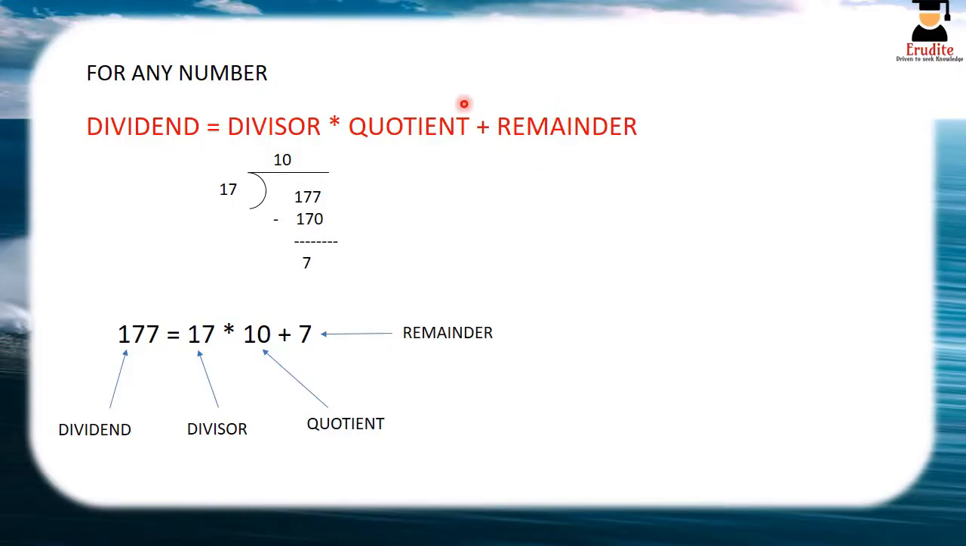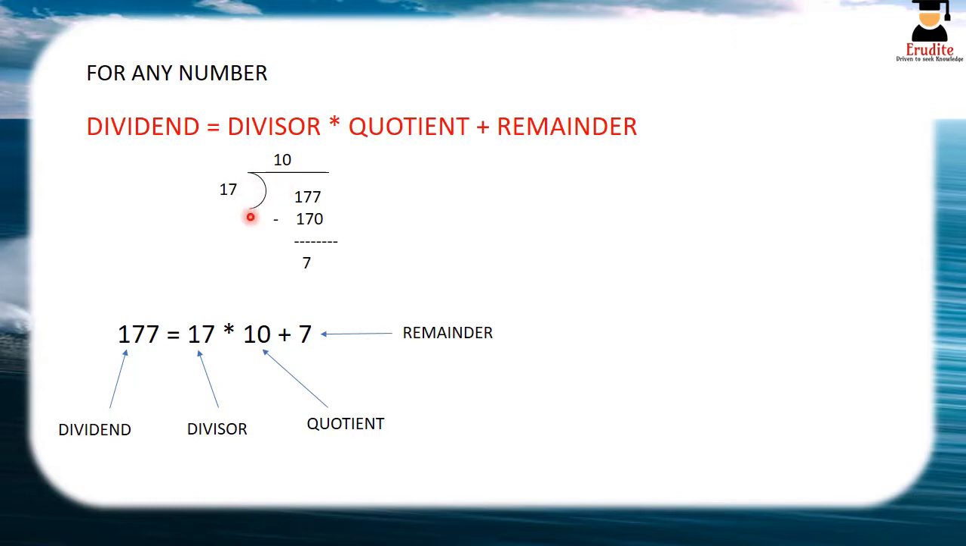Before we start anything, there's one basic concept that you need to know. How do we decide the divisibility of a number? For any number, if you've been given a number and you need to find out whether it is divisible by another number or not, you need to consider that number as the dividend. So my dividend will always be equal to divisor into quotient plus remainder.